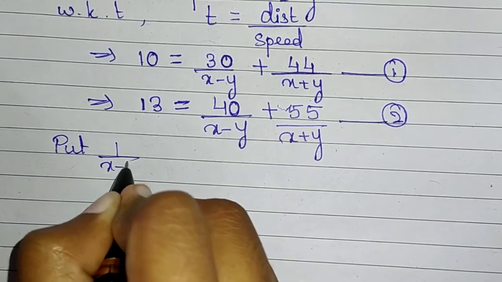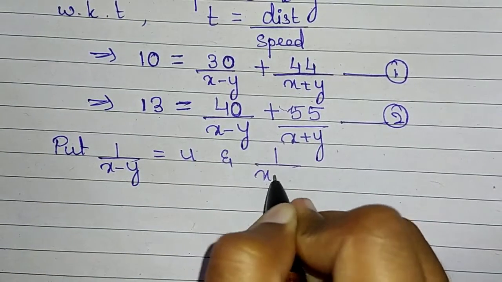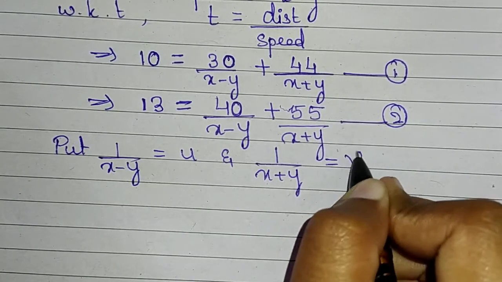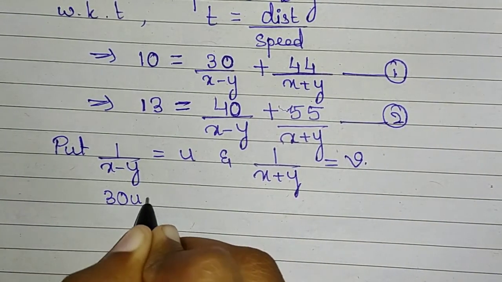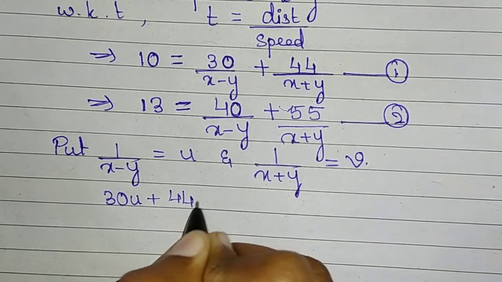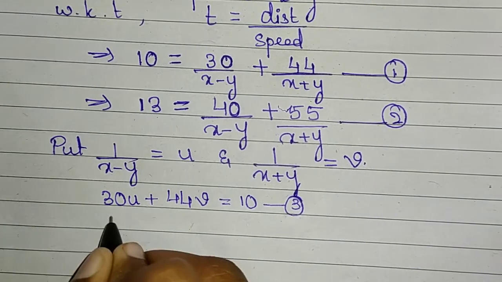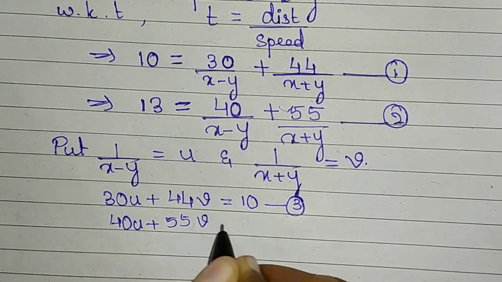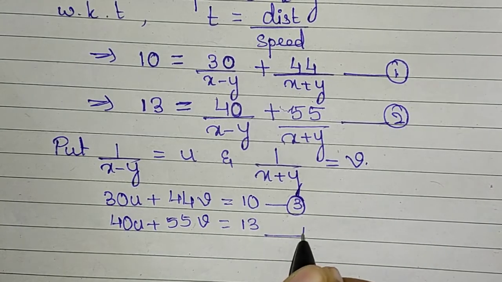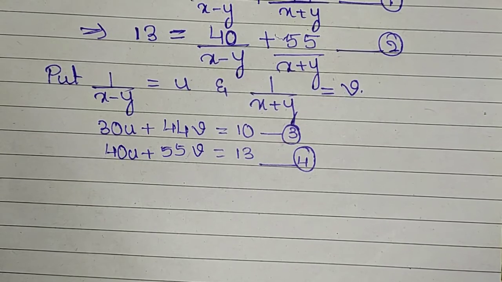1 by x minus y equal to u and 1 by x plus y equal to v. Rewriting the equations, we get 30u plus 44v is equal to 10. This is equation 3. And 40u plus 55v is equal to 13. This is our equation 4. Now we are supposed to solve for u and v to find the values of x and y.